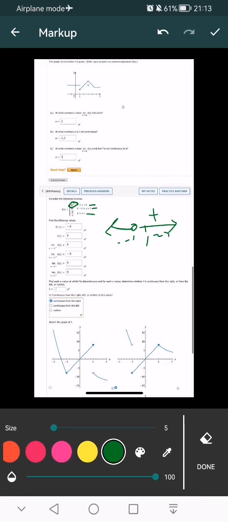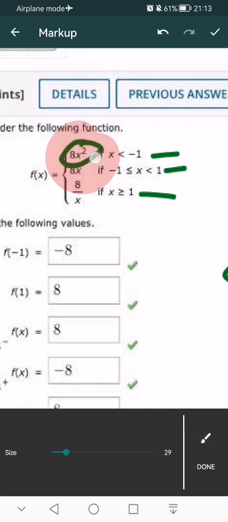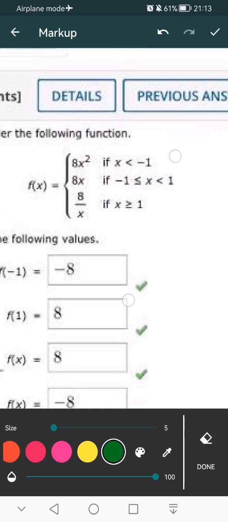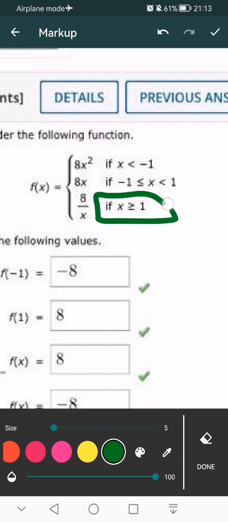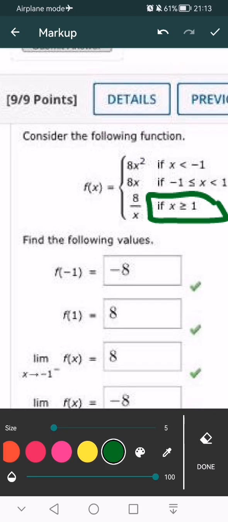Good, and the next one will be 8 over x. I will use it if x is greater than 1, which is 2 greater than or equal to 1, so equal. Good. The first question says find the following: f of minus 1.